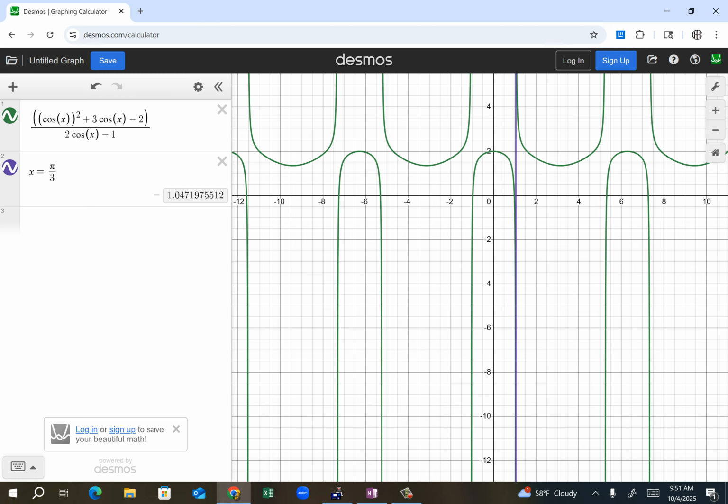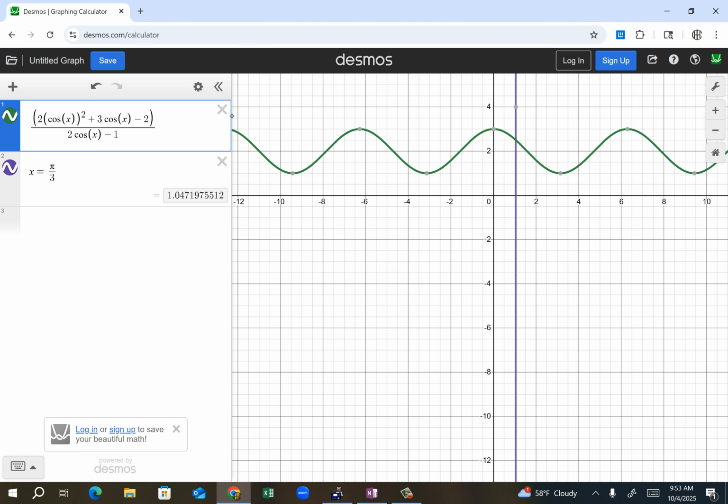But if I'm on the purple line, look what happens. Well, no, not the purple line. If I'm on the green line, right in there somewhere, it becomes undefined. Now, because it's pi over 3, it's not going to show up very well. Pi over 3 is kind of a goofy number.